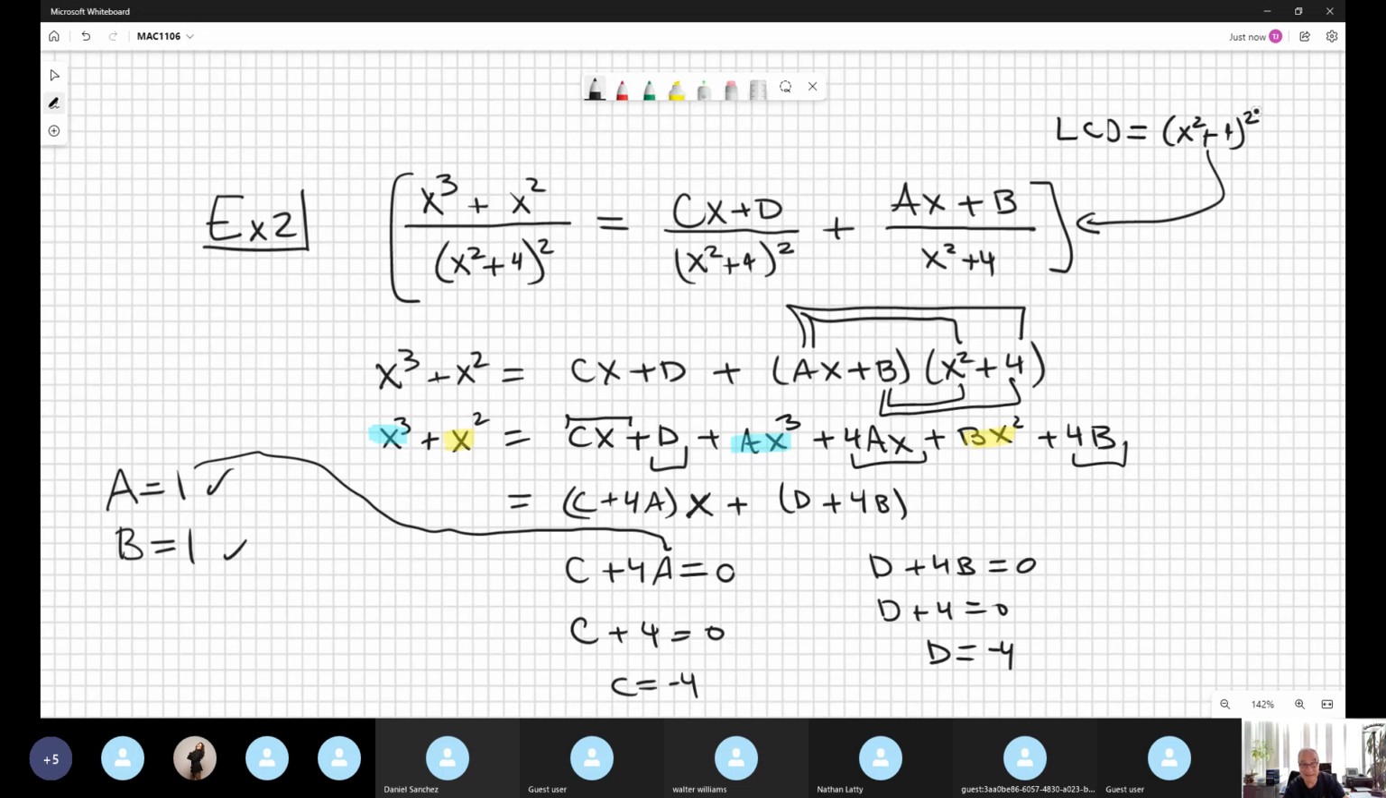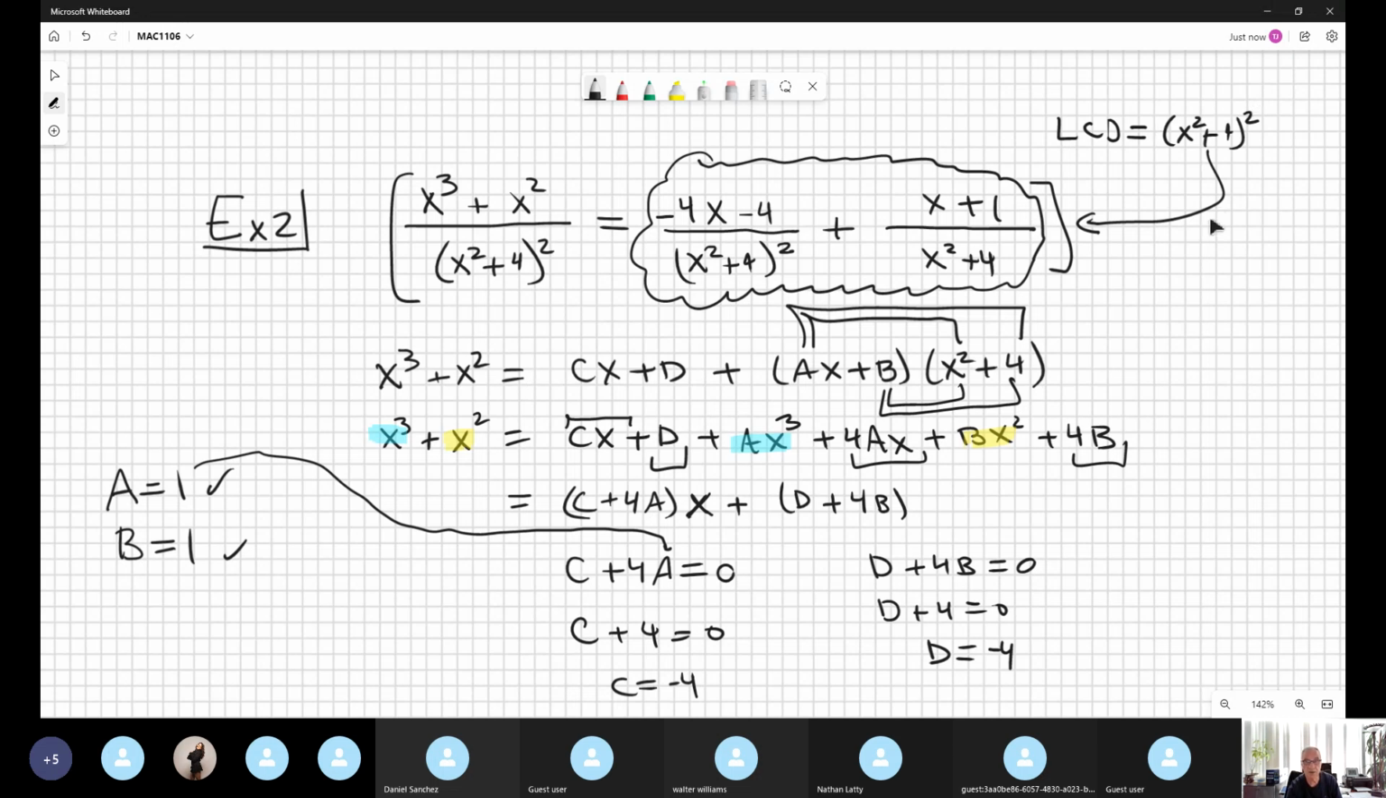My final answer is, to make it easy and quickly, I erase these variables ABC because we found them. C is negative 4. D is also negative 4. And if you want, you put a negative outside. A is 1 and B is 1. Okay, this is my final answer. You can put the negative outside, you can. You can factorize if you want, yes, you can.